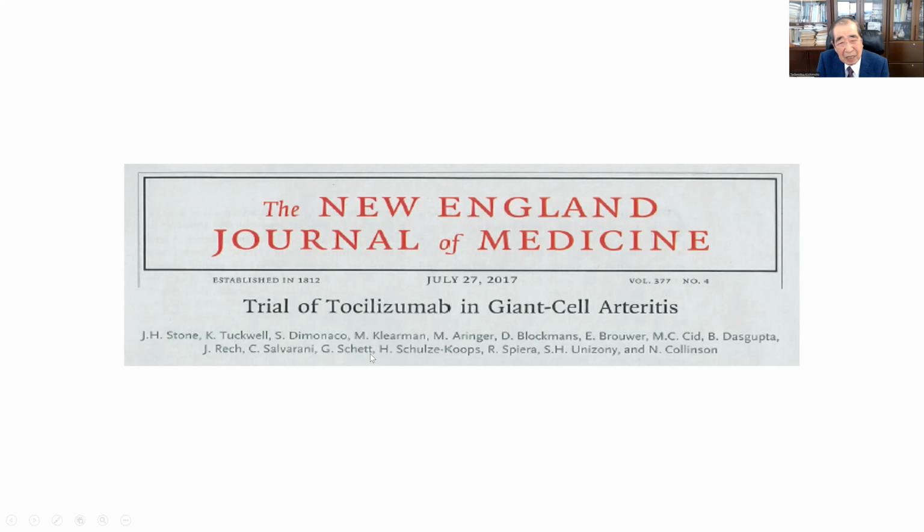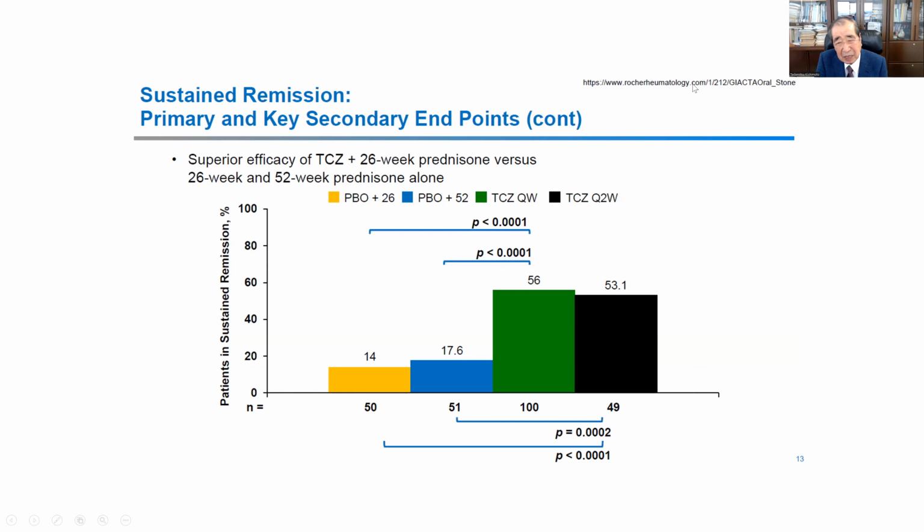Then the next, another disease, giant cell arteritis. An international clinical trial has been done, and the New England Journal of Medicine published that tocilizumab is effective in giant cell arteritis. As you can see, with treatment with tocilizumab, 50% sustained remission compared to steroid hormone only.